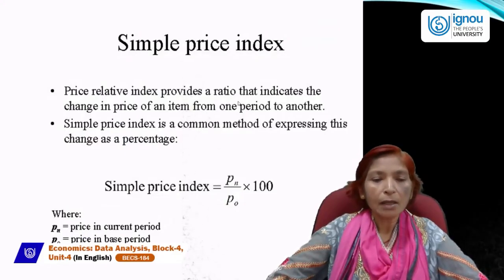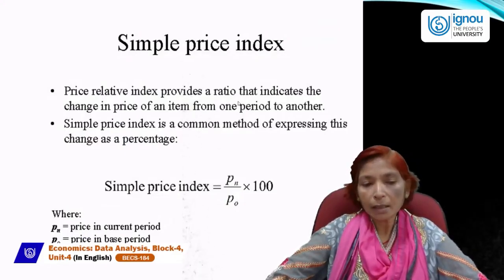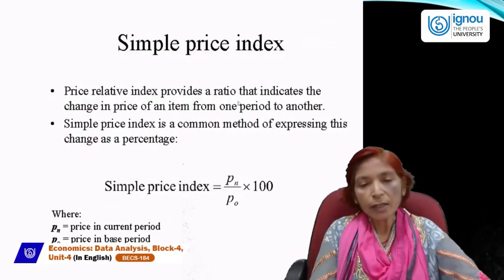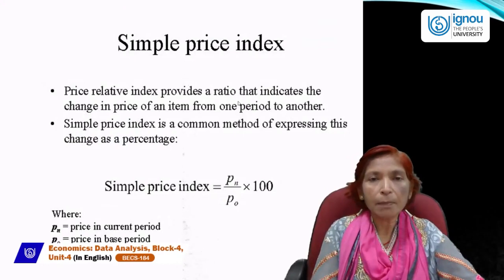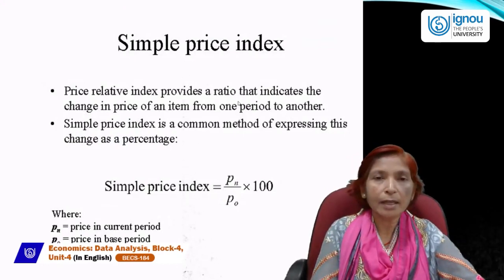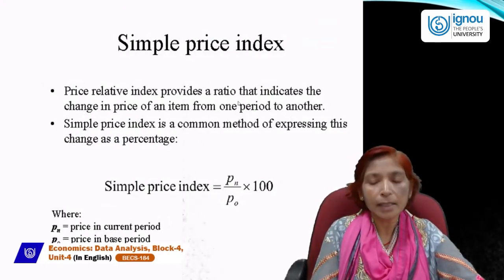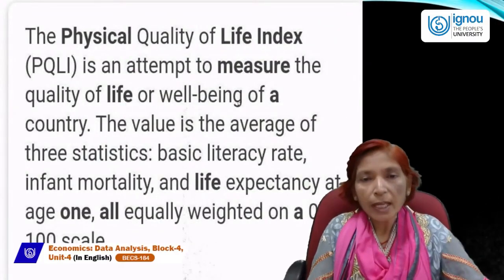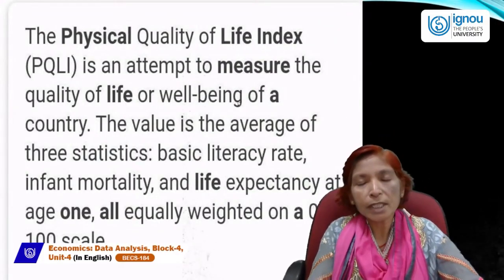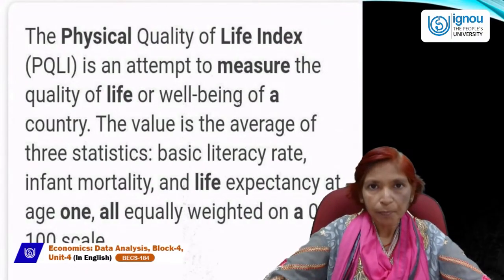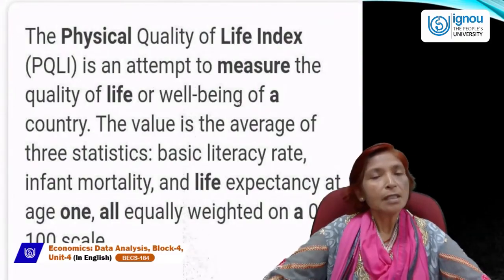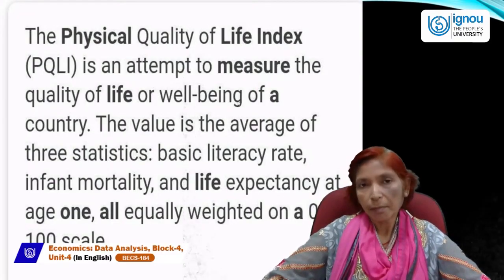Here Pn or P1 is the current year price and P0 is the base year price. If the current year price is divided by the base year price and multiplied by 100, then we can estimate the simple price index. Next are the various examples of composite index numbers. The simple price index is an example of a simple index number.